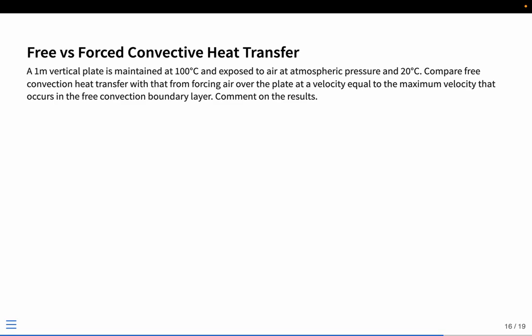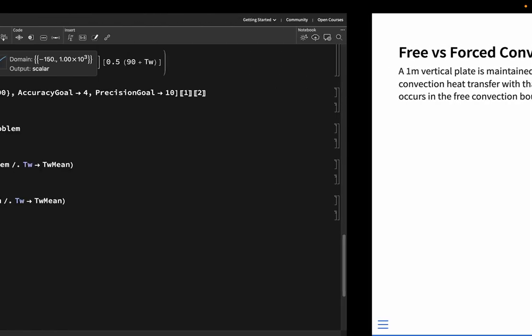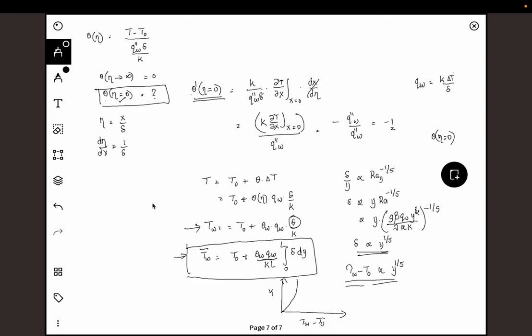So the idea of this problem is you have a vertical plate of around 1 meter length, maintained at a constant temperature of 100 degrees Celsius, while the ambient air is at 20 degrees Celsius. What it asks you is to compare free convection heat transfer with that from forcing air over the plate at a velocity equal to the maximum velocity that occurs in the free convection boundary layer. If you see the velocity profiles that we have been drawing lately, they will always reach a peak and then eventually die down. The vertical velocity.